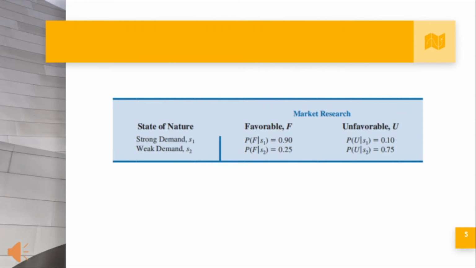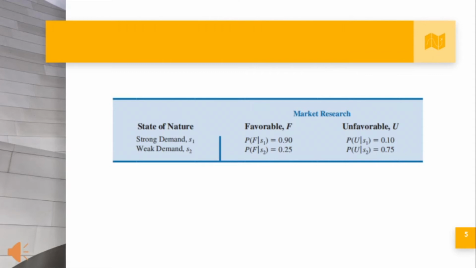These conditional probabilities are assessments of the accuracy of the market research. They are often estimated using historical performance of previous market research reports. For example, the probability of having a favorable market research report, given that the state of nature is strong, may be estimated via the historical frequency of the strong demand being associated with a market research report that was favorable. In the PDC problem, we assume that the following assessments are available for these conditional probabilities.